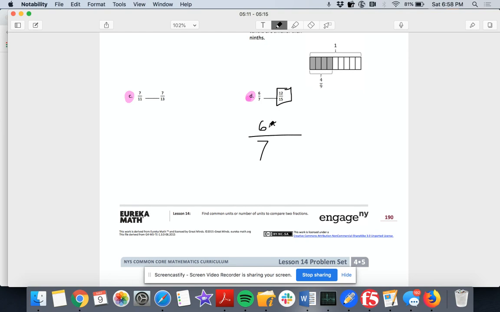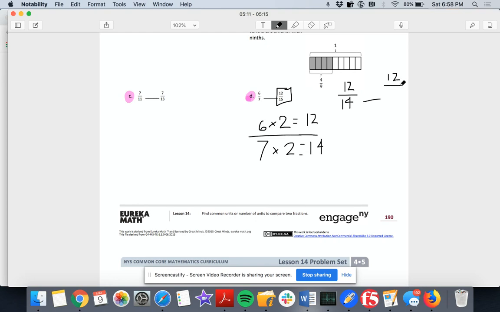So as we learned last week and in previous units, if we multiply the numerator by a number, we must multiply the denominator by that same number. So 6 times 2 is 12. 7 times 2 is 14. And then I know that 12 over 14 is the same thing as 6 over 7.